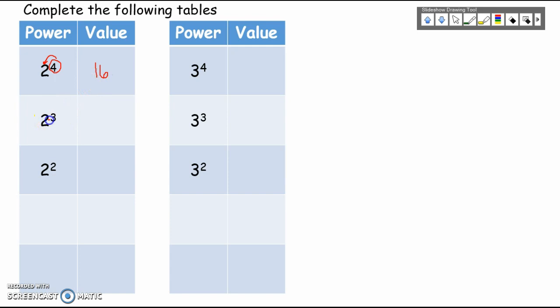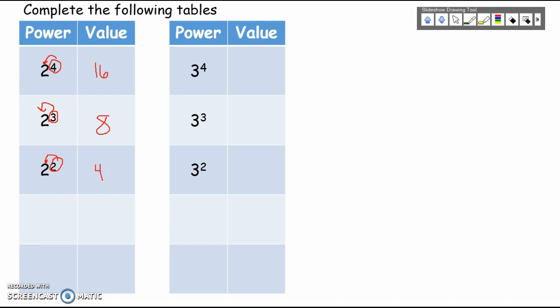Now let's go ahead and find the value of 2 to the 3rd power. Because of the 3, it tells us how many times to multiply the 2 by itself. So 2 times 2 times 2. And 2 times 2 is 4, times 2 is 8. So we know 2 to the 3rd power is equal to 8. Let's go ahead and find the value of 2 to the 2nd power. The 2 tells us how many times to multiply the 2 times itself. So in this situation, it's 2 times 2, and we know that value is going to be 4.